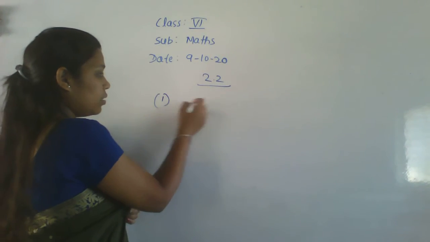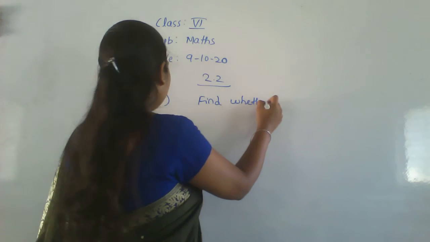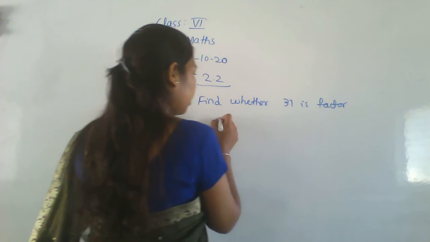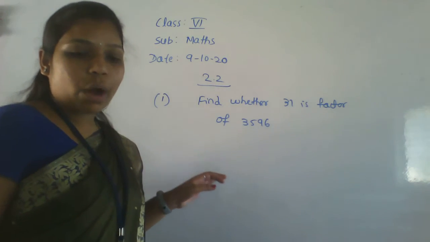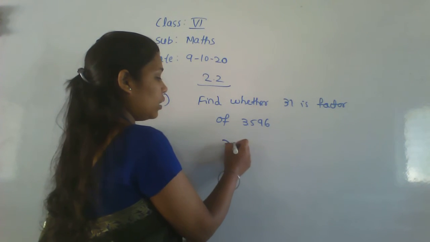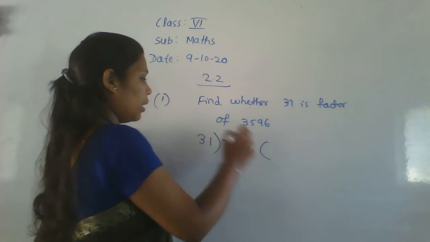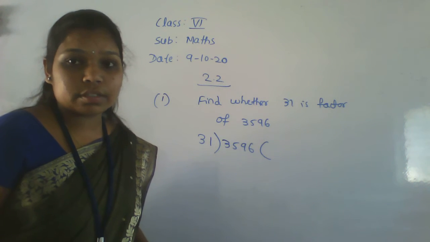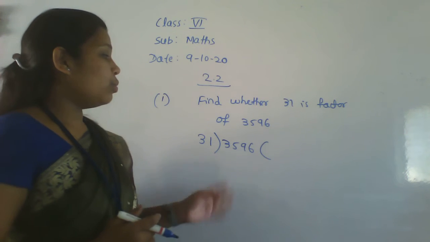So the first one: find whether 31 is a factor of 3596. For this, what do we have to do? We have to do the division. 3596 divided by 31. I hope everyone knows how to do division problems. You already learned enough in 4th standard and 5th standard, right? So do the division now.